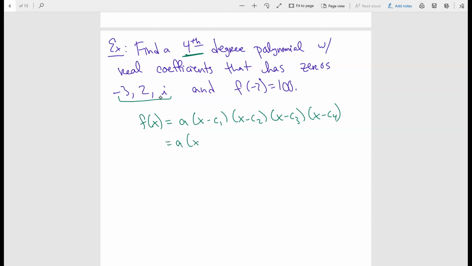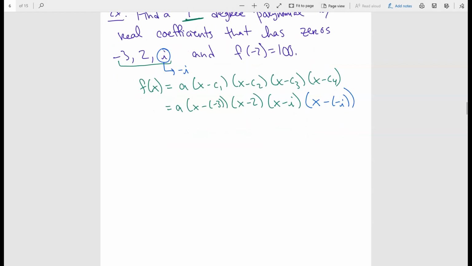We have a, x minus negative 3, x minus 2, x minus i. So what would the other one be? Well, remember the complex conjugate root says that these guys come in pairs. So if i is a 0, then negative i is also a 0. So this guy's going to be x minus negative i. Okay. So let me clean this up. a, x plus 3, x minus 2. Then this guy's going to be x minus i, and then x plus i.